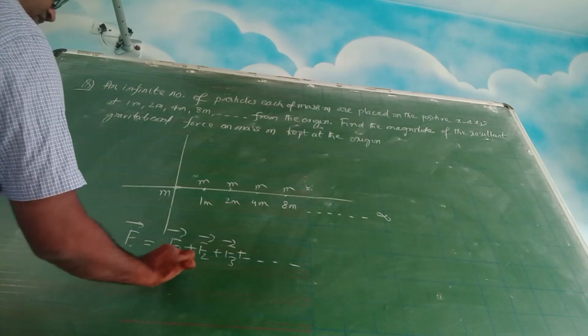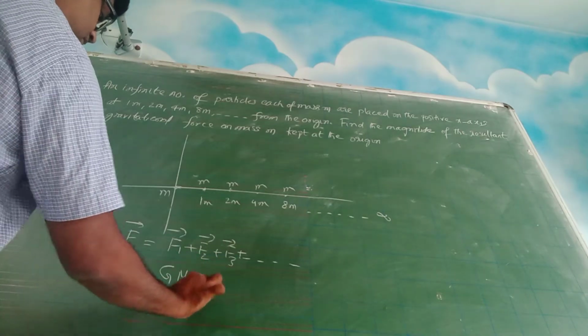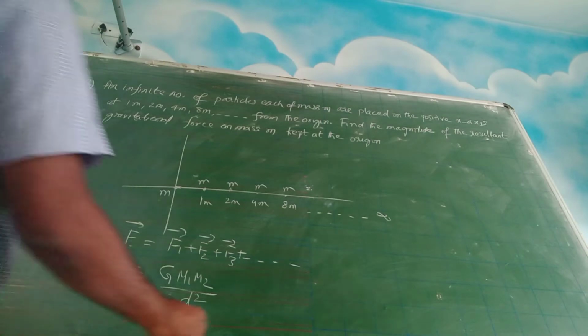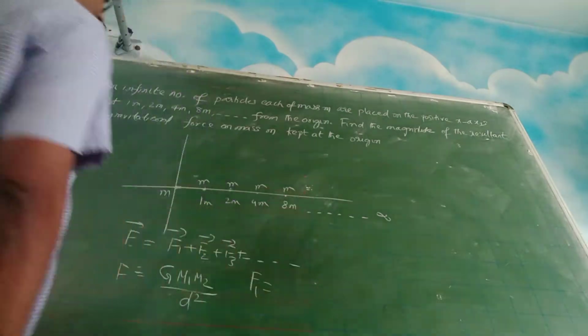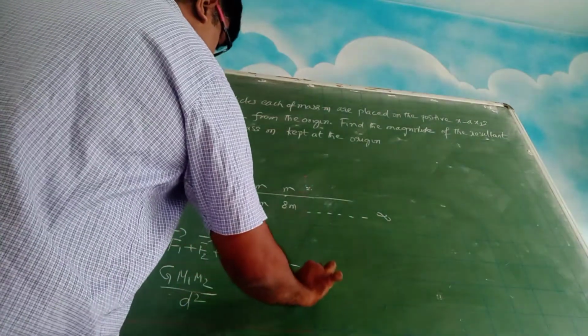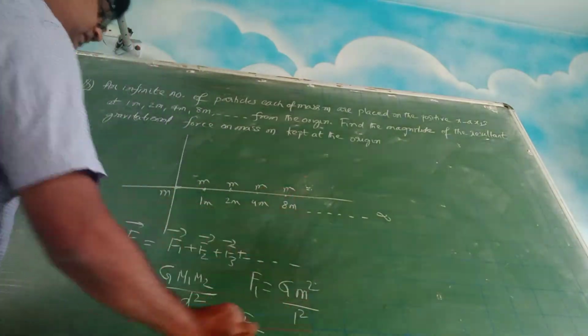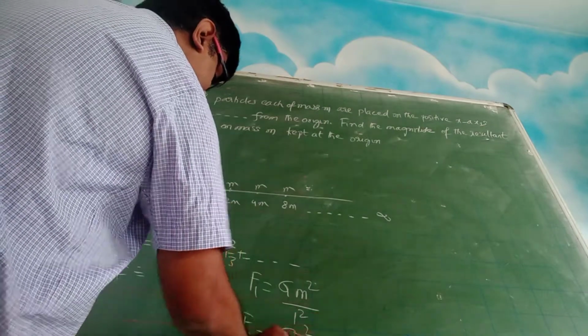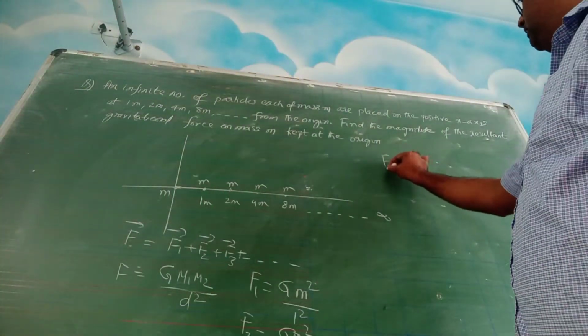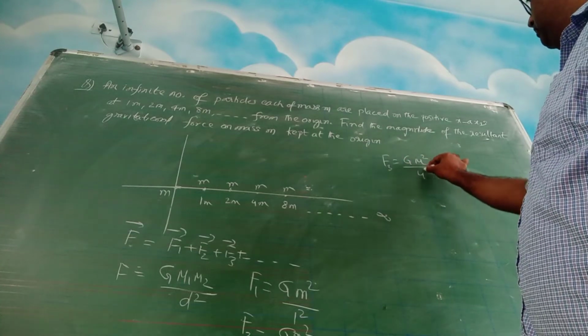F, basically by definition, is G m1 m2 by distance square. So let us write F1 now. F1 is equal to G m into m, G m square by 1 square. F2 will be G m square by 2 square. F3 is G m square by 4 square.